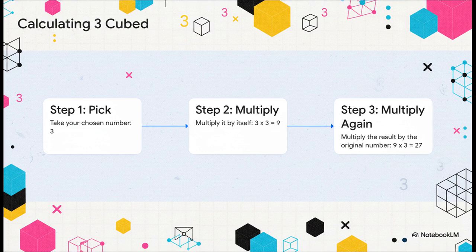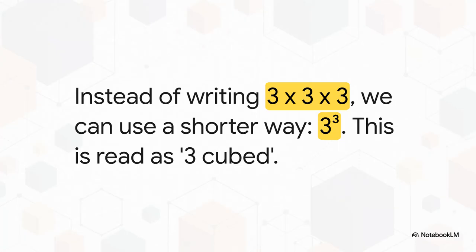See? Not so bad. Now, to save us from writing 3 times 3 times 3 over and over again, math has this awesome shortcut for us, an exponent. See that little 3 floating up there? That little guy is just a quick way of saying multiply the big number by itself 3 times. So we don't say 3 with a little 3. We say 3 cubed. It's way faster.